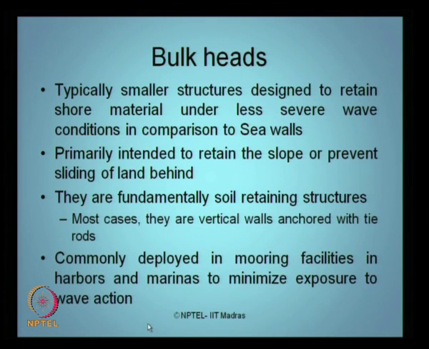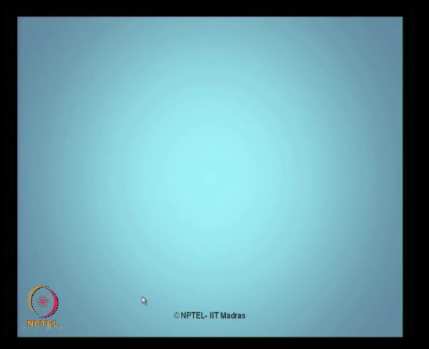They are commonly deployed in mooring facilities in harbors and marinas to minimize the exposure of the harbor facility to wave action. So, it is actually to control or retain the shore material and to reduce the severe wave impact on the harbors. They are constructed for a smaller domain or geographic location.